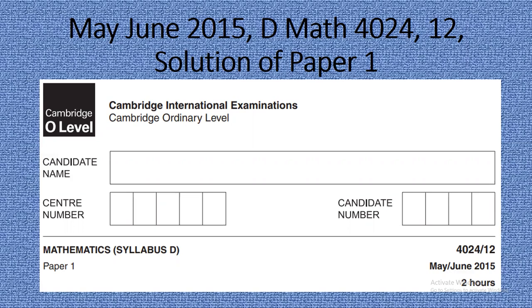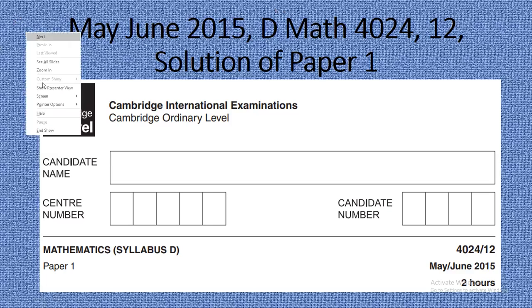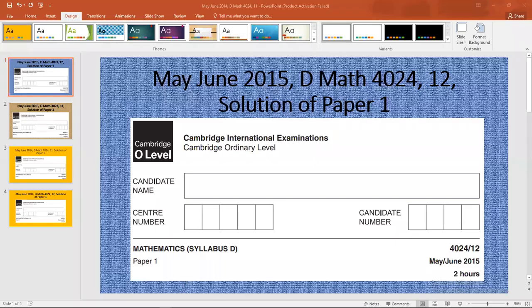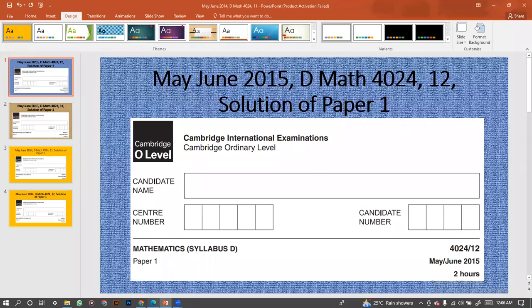Cambridge O Levels D Maths 4024. We also call this Mathematics Syllabus D. Today we have set our hearts to solve paper 1, and the time allowed for paper 1 is 2 hours. Calculator is not allowed in this paper. So let's start today's paper. Here we go.